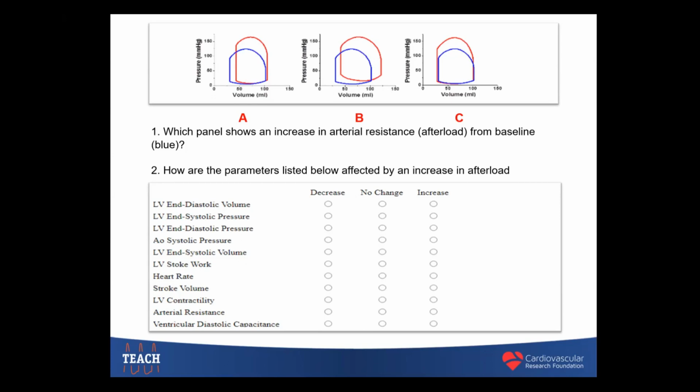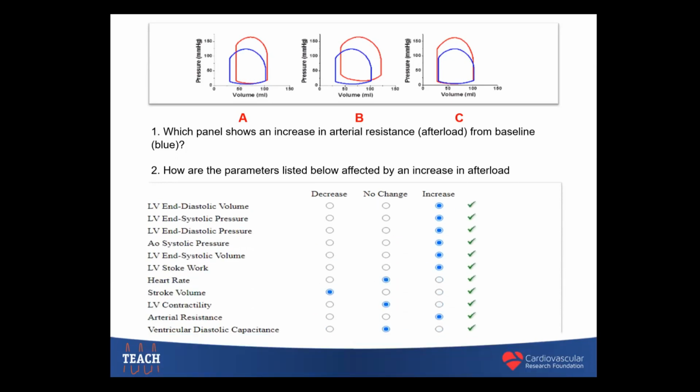Increase, right? And your end systolic volume also will increase because you're not able to eject as much from each beat. And your stroke work, which we'll talk about, let's ignore that for now. Heart rate, ignore because we're holding it constant. Stroke volume with afterload, we talked about, will decrease. Contractility, let's ignore because it's independent. Resistance will go up because that's another way of describing afterload, and we'll leave out diastolic capacitance.